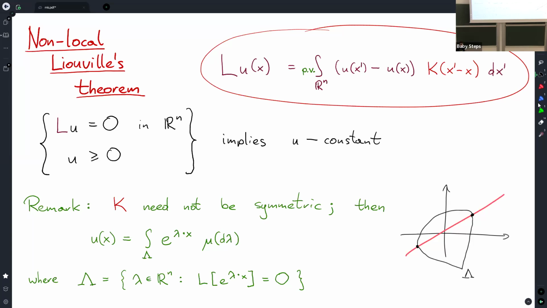This form of solution is really important, since we have the flexibility to choose this measure mu. Say in one dimension, that tells you that this is something like hyperbolic sine or cosine.